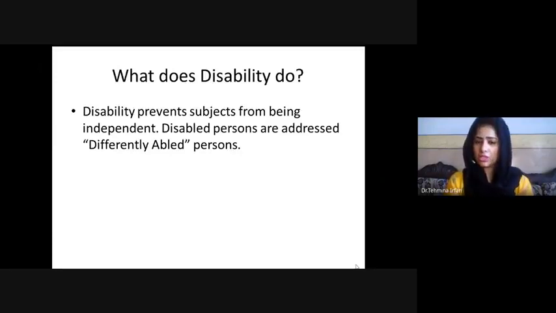Then disabled persons are addressed as differently abled persons. It is a very good terminology for them, as disability and handicap are hurting words. So sociologists and other community workers decided on the words differently able or special person for these disabled persons. Differently able means that if they have limited capability in one thing, they have certain enhanced capability in other things.